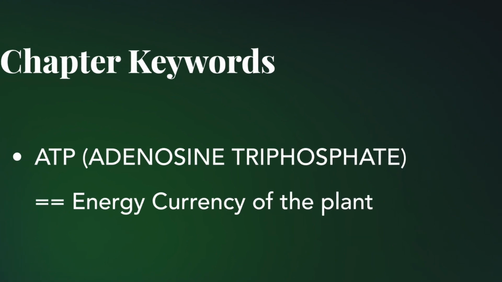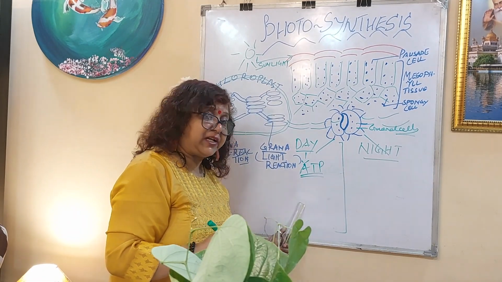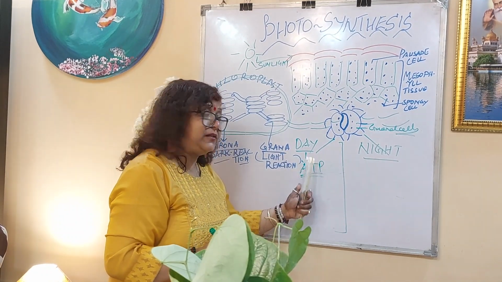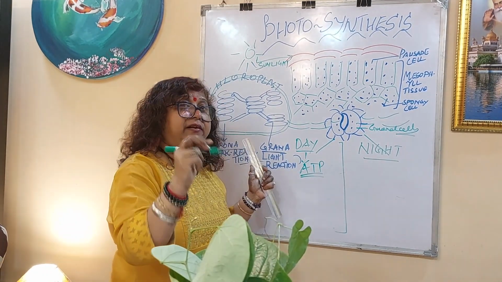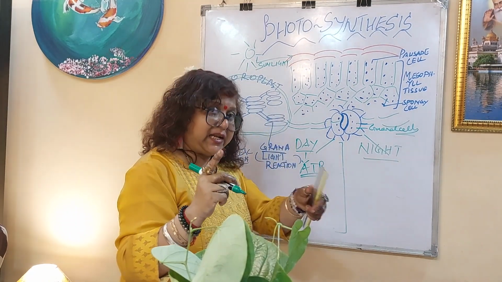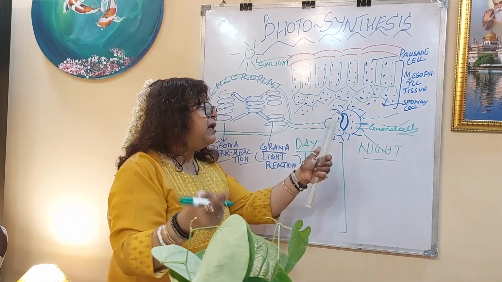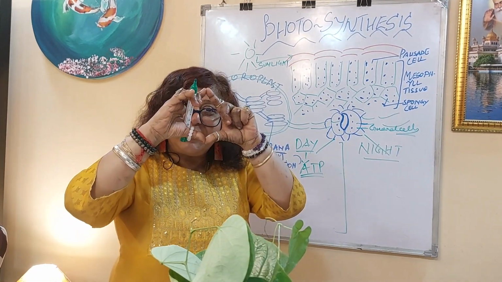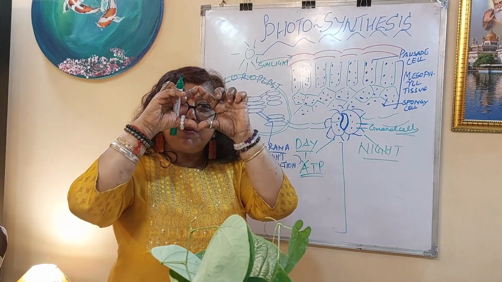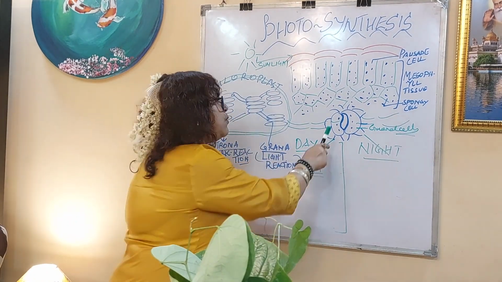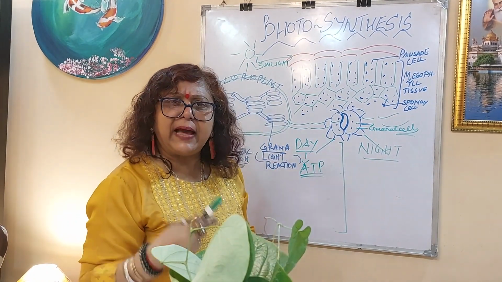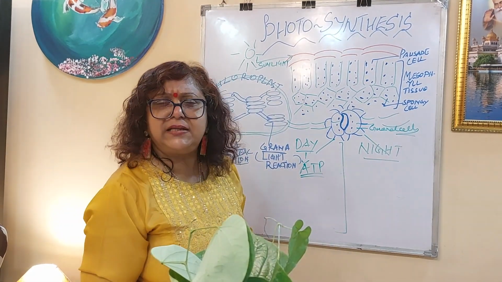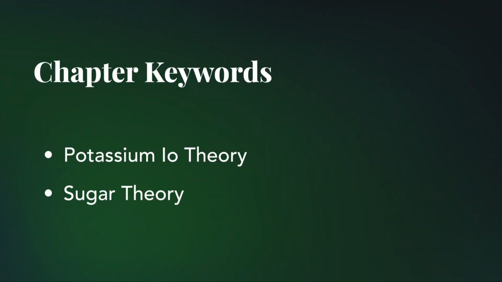As I told you, photosynthesis is divided into two parts, light reaction and dark reaction, which I will tell you. But before that, the mechanism of open stomata and closed stomata. So, when does the stomata open? What is the mechanism which is governing it? In your book there are two mechanisms given, the potassium ion theory and the sugar theory.